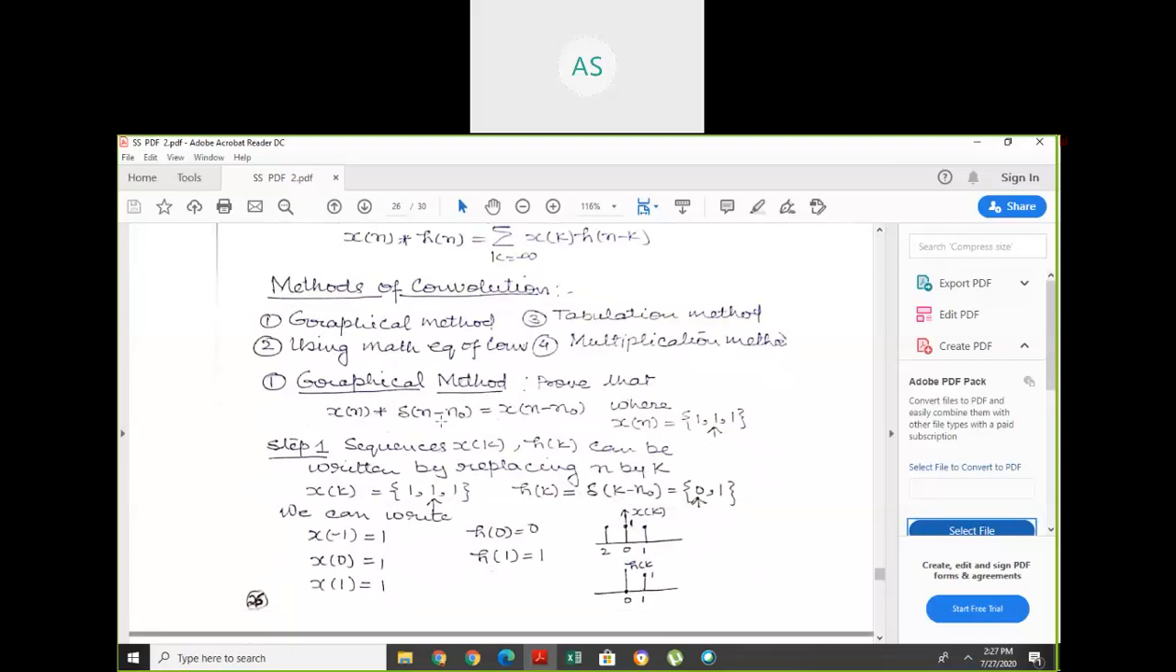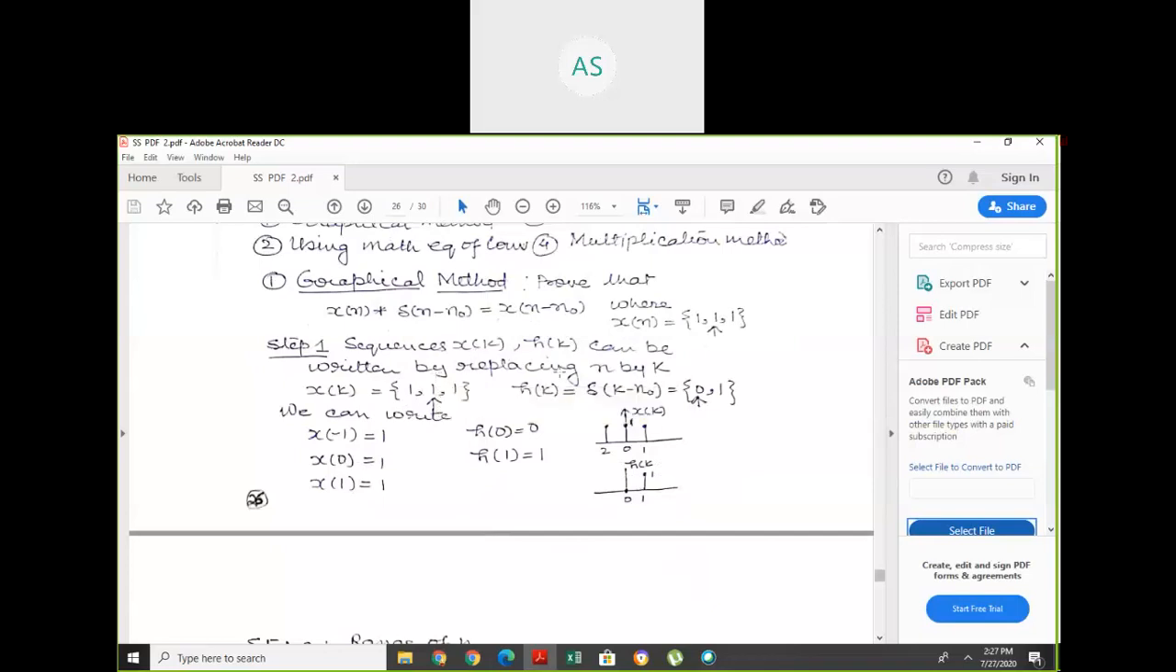Prove that x of n convolved with delta of n minus n naught is equal to x of n minus n naught, where x of n is 1, 1, 1. The arrow indicates that the value of n is 0, where the value of x of n is 1 when n is 0, 1 when n is minus 1, and 1 when n is 1. So the values are at n equal to minus 1, 0, and 1.